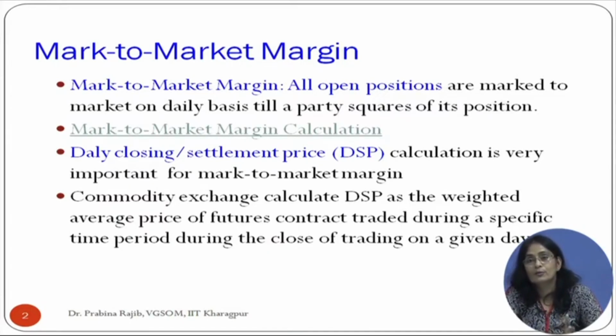So whatever futures contract traded during the last half an hour of the trading period, the weighted average of that is taken as the daily closing price or settlement price.